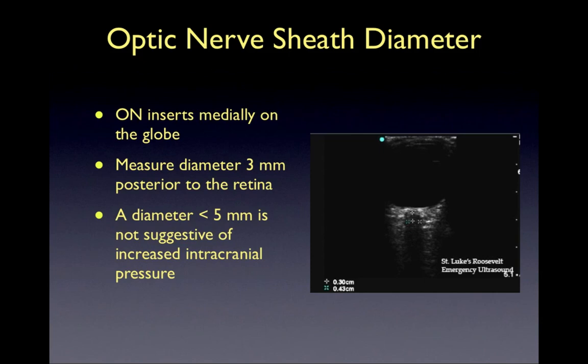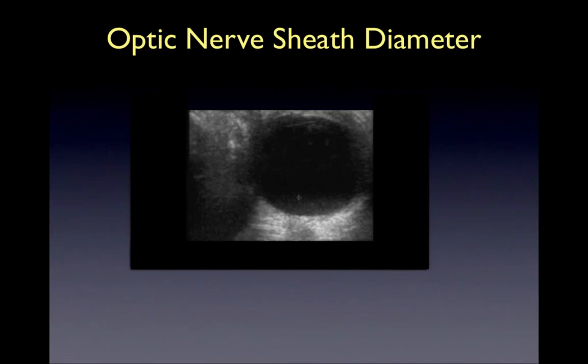So here in the image on the right of the screen, you can see that the operator first measured 3 millimeters posterior to the surface of the globe and then measured the diameter of the optic nerve sheath at that site. Here's a short video clip of someone performing this measurement. Again, they're bringing up calipers to measure 3 millimeters posterior to the globe and then measuring the optic nerve sheath at that site.